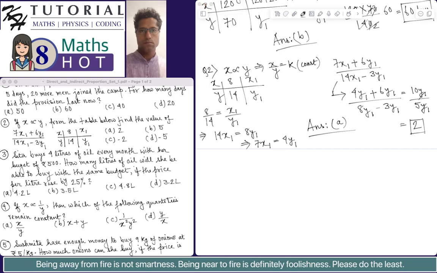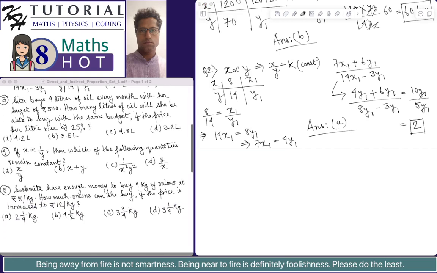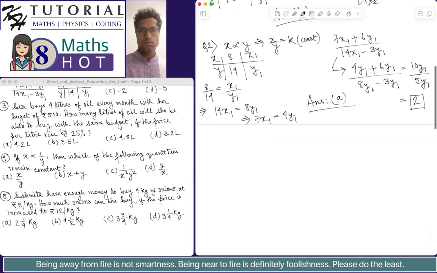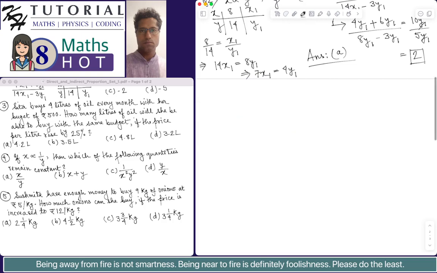Okay, let's do the next problem. Problem number 3. Sita buys 4 liters of oil every month with her budget of rupees 500. How many liters of oil will she be able to buy with the same budget if the price per liter rises by 25%?